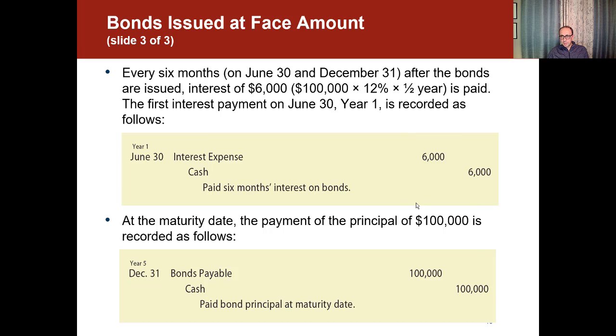Just one thing I want to make clear for you: since this bond has a life of 5 years and it pays interest semi-annual, we expect that this journal entry related to interest would be done 10 times. So it's going to be done June 30th and December 31st of year 1, then June 30th and December 31st of year 2, and so on until the end of year 5.